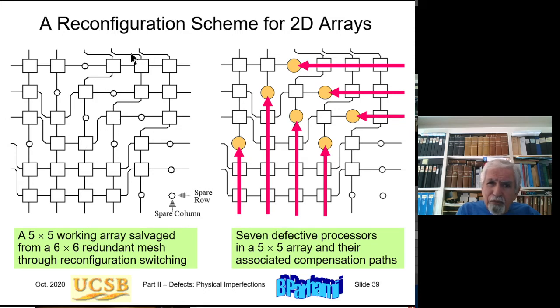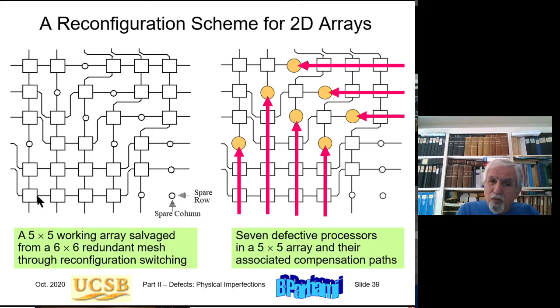After I shifted this one to the right, suppose now this is also defective, so it can't go there. So I can basically go to here if I had two spare columns. So if I have multiple spare rows and multiple spare columns, I can do more shifting and therefore be able to circumvent a larger number of defects.